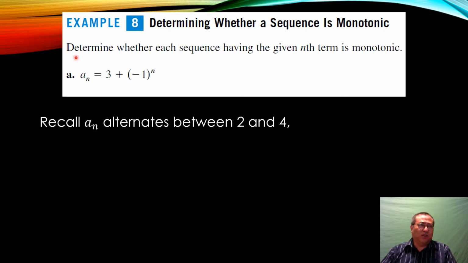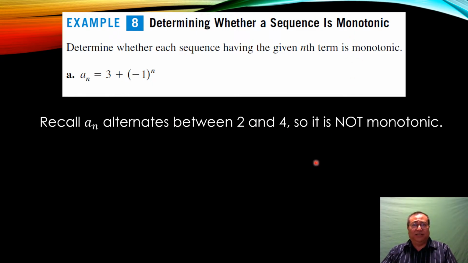And I want you to notice that the author is not even consistent with his notation. Before, he used set notation. So I guess it's not important enough. Anyway, because it alternates between 2 and 4, it's not monotonic.